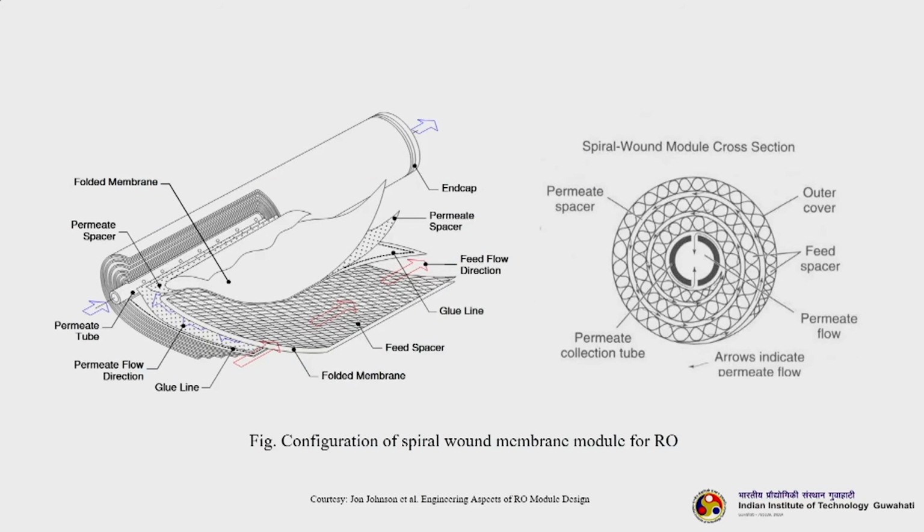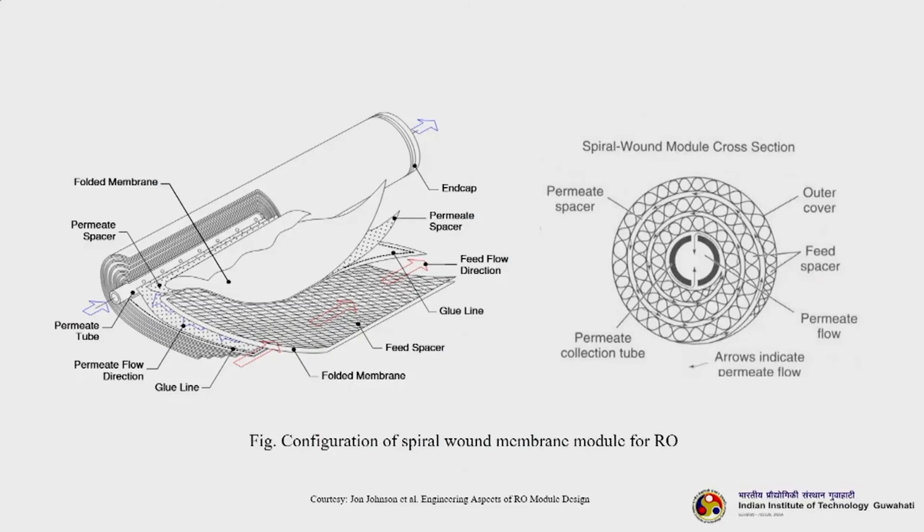Now, let us quickly go through this. We have seen this earlier when we discussed the modules, but it is better to understand it with respect to RO. You can understand how the spiral wound works. Imagine you have A4 size papers which you are folding and wrapping like this. Within two A4 size sheets you have a feed spacer.